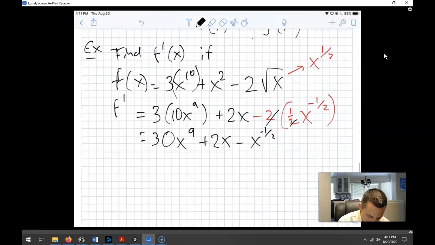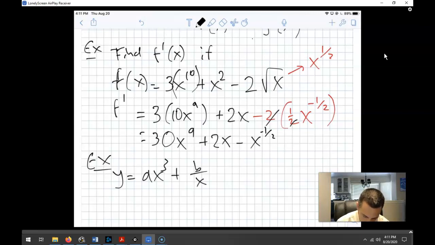Okay. Here's another example. Suppose I tell you y equals ax cubed plus b over x plus pi. And in this case, a and b are constants.